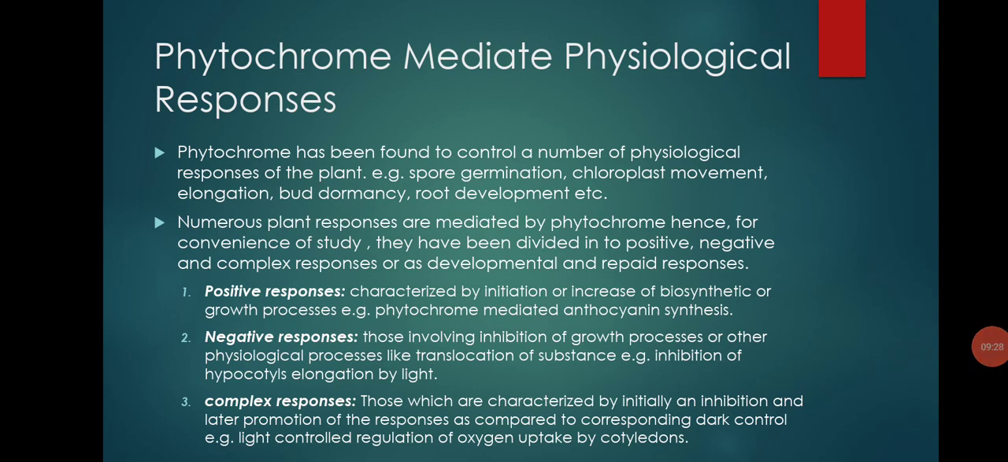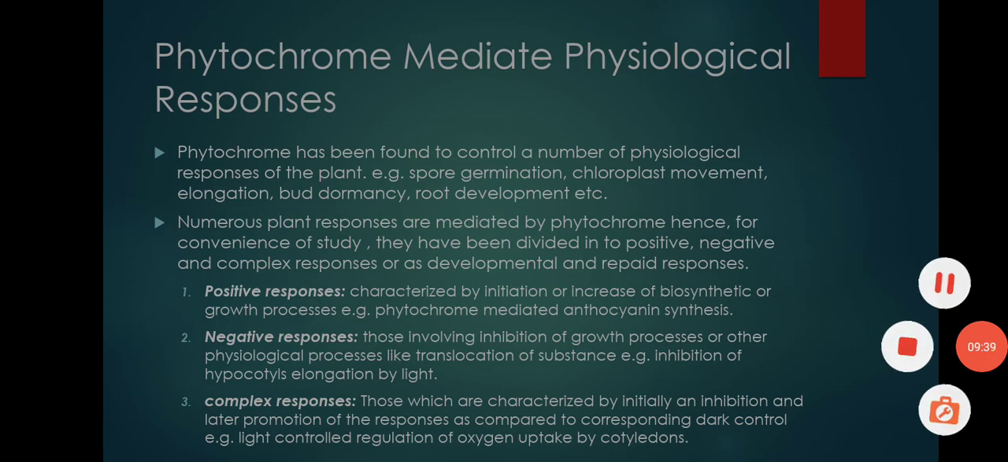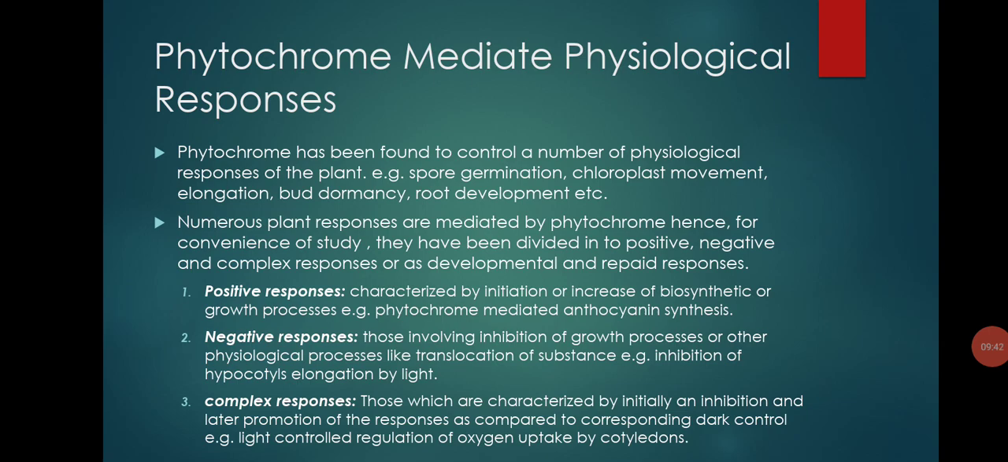Then we will discuss the phytochrome mediated physiological responses. मीन्स mediate जो physiological responses होते हैं वो क्या होते हैं in phytochrome. Phytochrome has been found to control a number of physiological responses of the plant, e.g., spore germination, chloroplast movement, elongation, bud dormancy, root development, etc. Numerous plant responses are mediated by phytochrome, hence, for convenience of study, they have been divided into positive, negative, and complex responses, or as developmental and rapid responses.